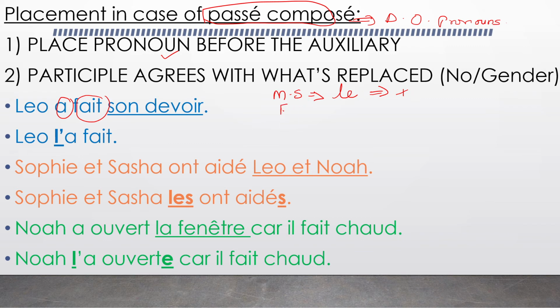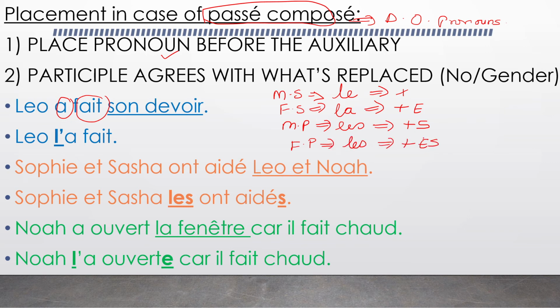If your object is feminine singular, you are replacing it with la, and to the participle you add an extra e. If it's masculine plural, you replace it with les, and to the participle you add an extra s. If it is feminine plural, you replace it with les and you add an extra es to the participle.